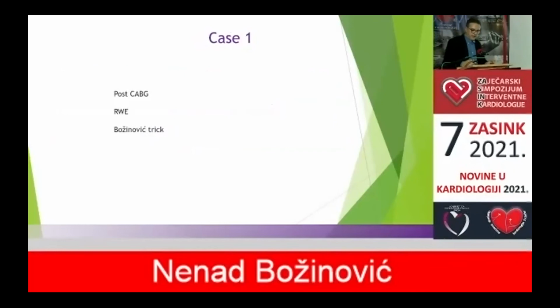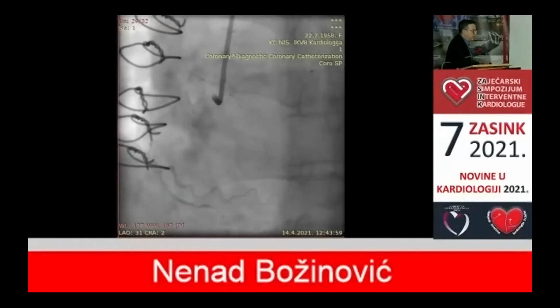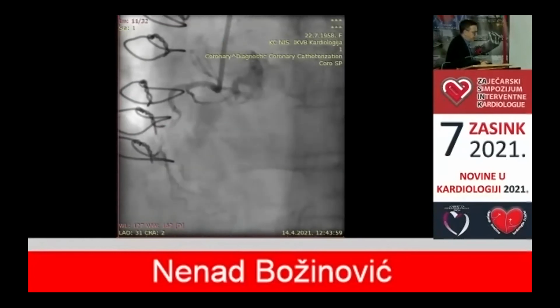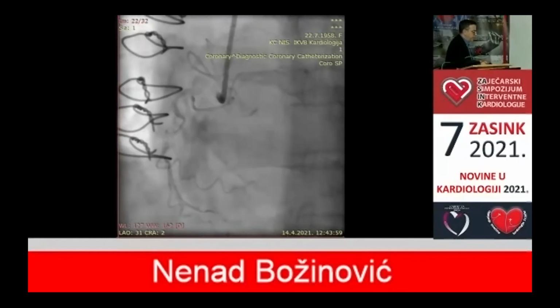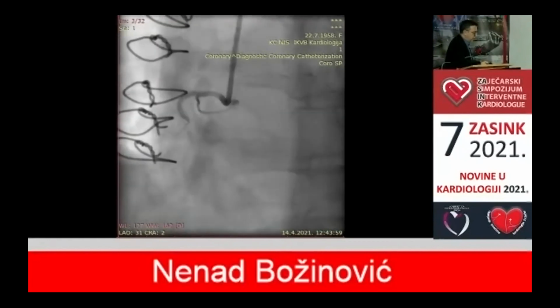I have 2 cases for today. The first one is a post-CABG patient, which I performed with retrograde wire escalation, one of the retrograde techniques, and then performed my trick for this recanalization when we don't have an RG3 wire or R350. This is the starting angiogram of the right coronary with a lot of homocollaterals and a distal occlusion.